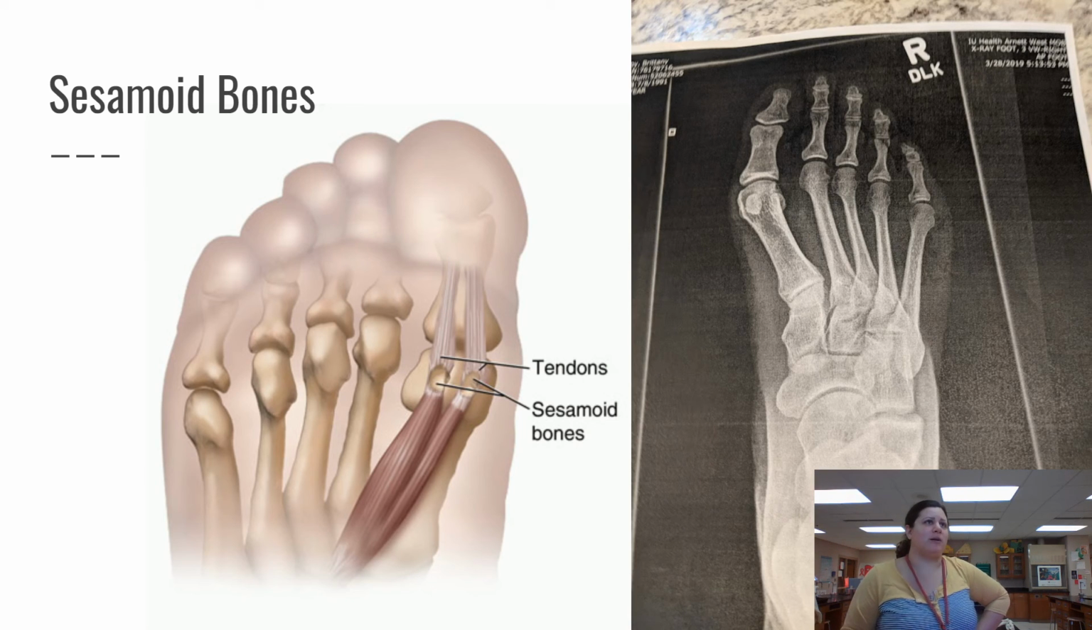Bones are really good about responding to use. So areas where there's more strain, that would be where a sesamoid bone would develop. Some people even have kind of a little elbow cap on their elbows.